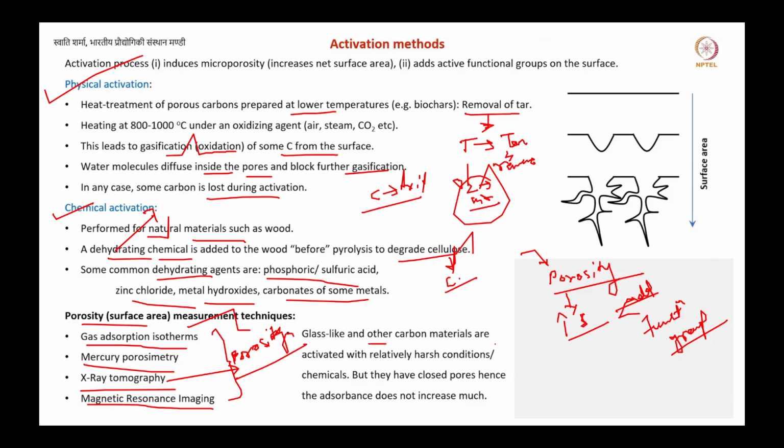Now glass-like and other carbon materials are activated in relatively harsh conditions with chemicals, but they have closed pores, hence the adsorption does not increase much. So here you can see the surface area is increasing. So here you will get the porosity. So yeah, this is like this.